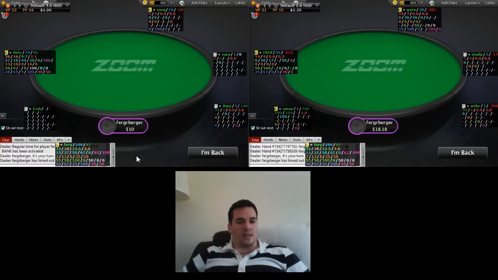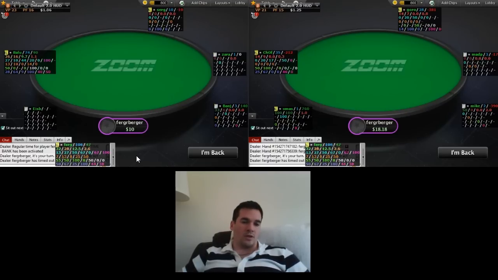The green statistics then in the fourth row are essentially their flop c-bet tendencies and how they react to c-bets. So the first figure is how often they are c-betting the flop themselves. The second figure is how often they are folding to a c-bet in a single raise pot. The third one is how often they're folding to a c-bet in a 3-bet pot. The fourth then is their flop donk bet figures.